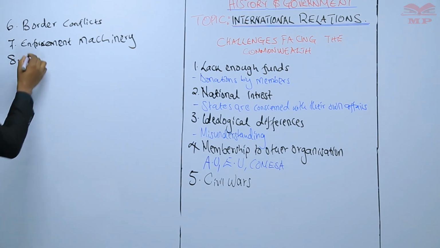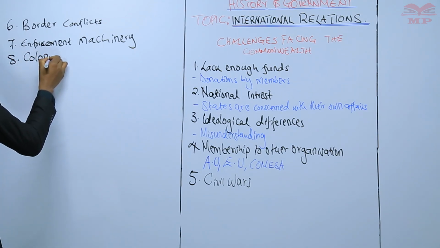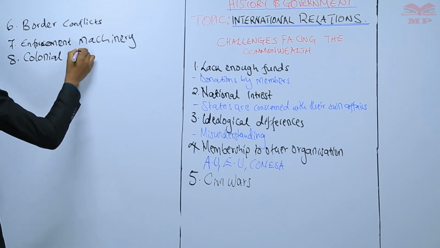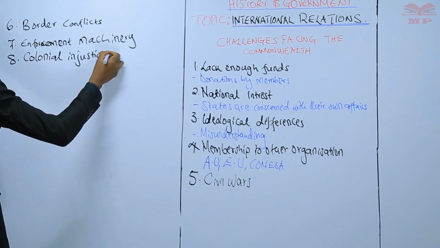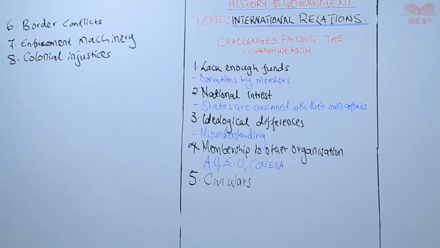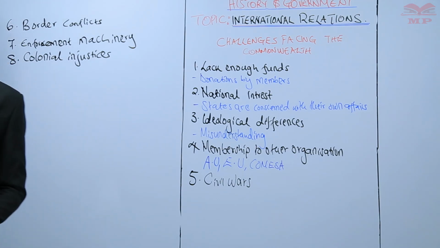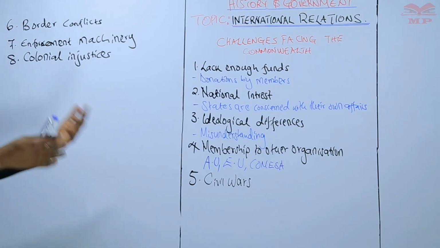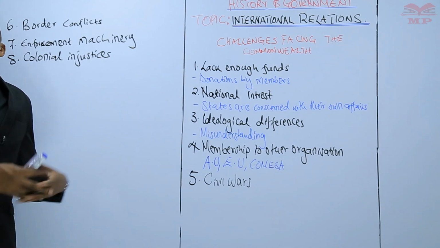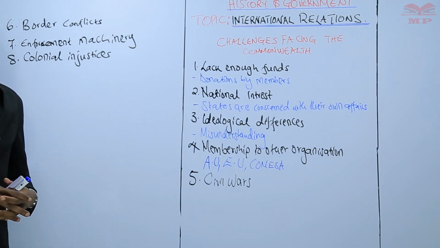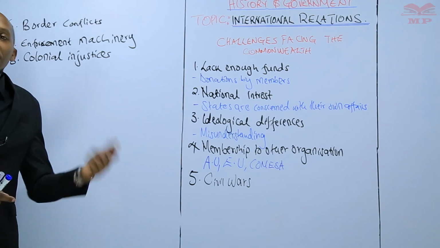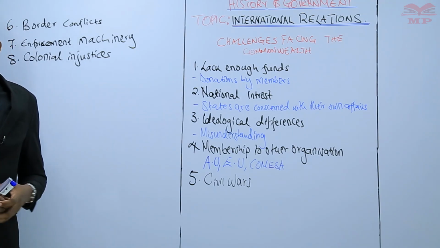The next point, the colonial injustices. The colonial injustices that had been performed against the colonies also inhibit their commitment to the Commonwealth. So they have a feeling that they need to be compensated because of the injustices that had been done. So, for example, the British are unable to correct the injustices they had done onto these other members.